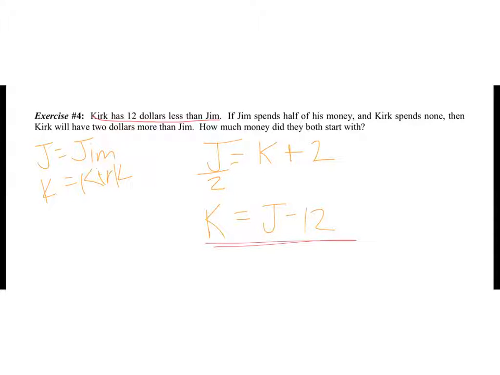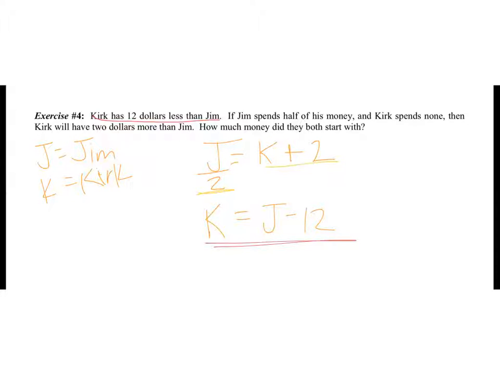All right, looking at this next one, J is Jim, K is Kirk. You'll notice what I did here. Kirk has 12 less dollars than Jim. That's this equation here. The next equation: if Jim spends half his money, so that's Jim's money divided by 2, and Kirk spends none, then Kirk will have 2 more dollars than Jim.